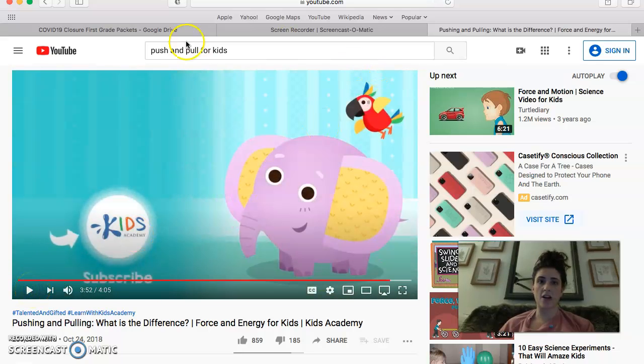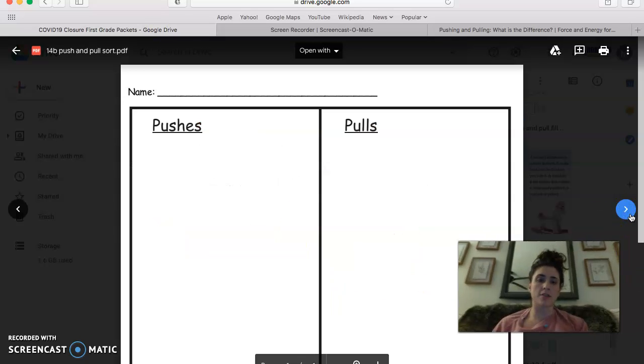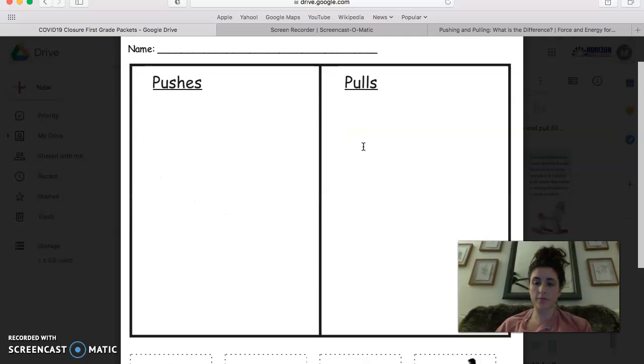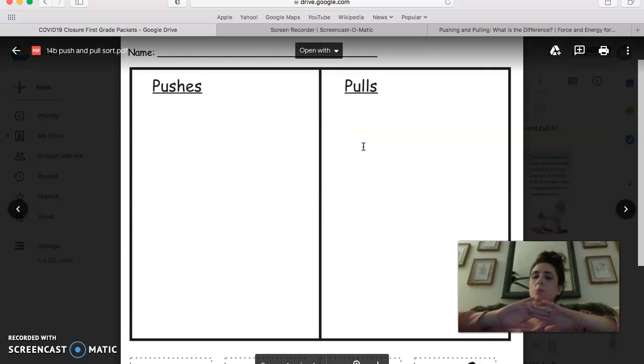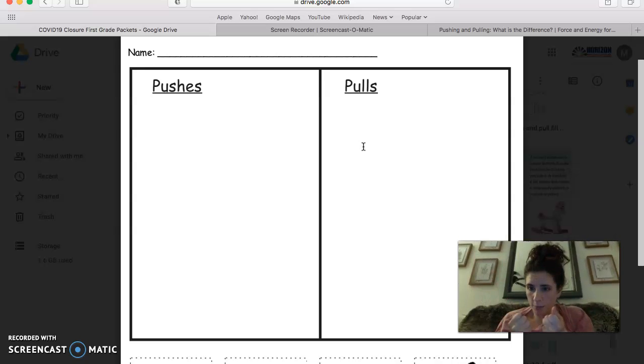All right, that was a very cool video. I liked his examples. So now we're going to take a look at your push and pull worksheet. Remember, push is typically when you push something away from you. Pull is when you're grabbing it and pulling it towards you, right?